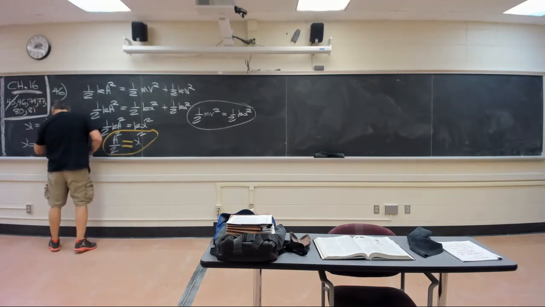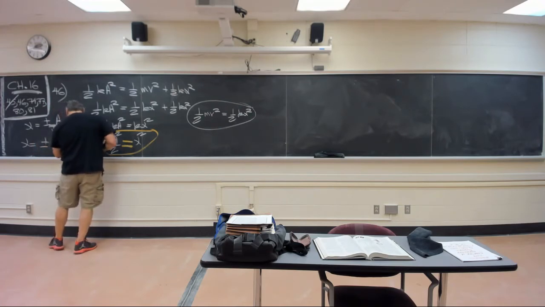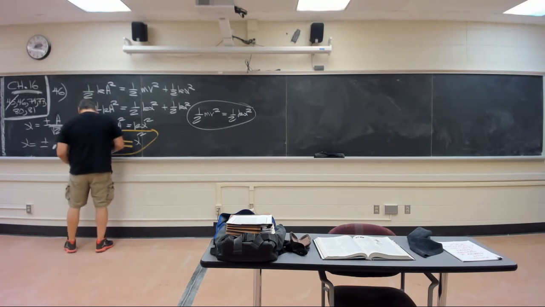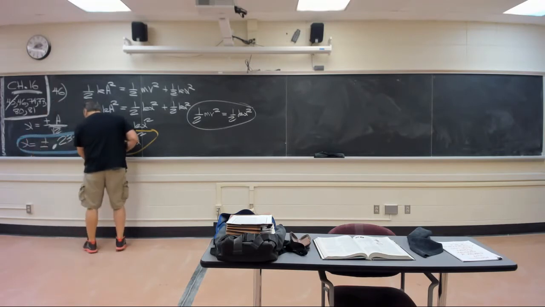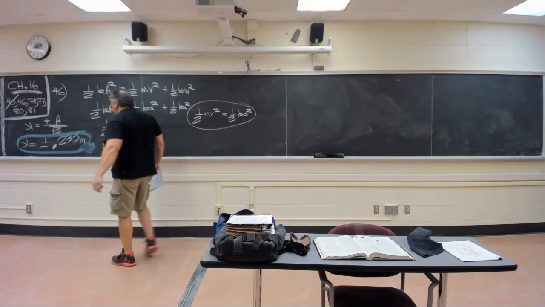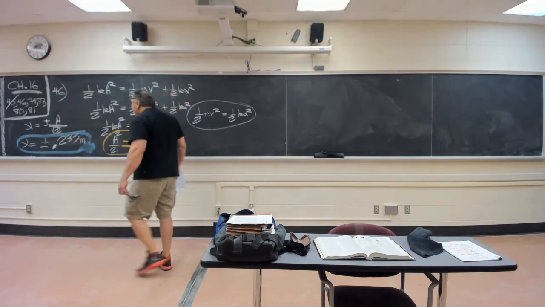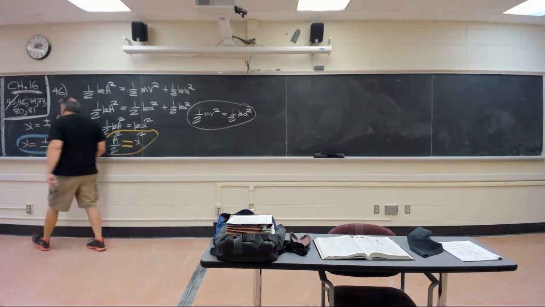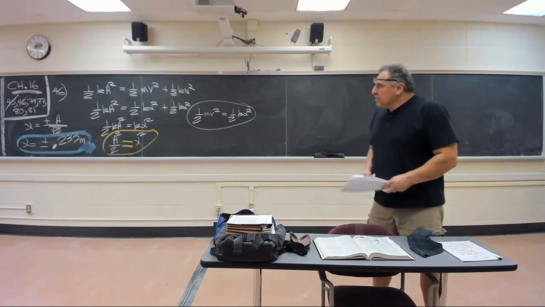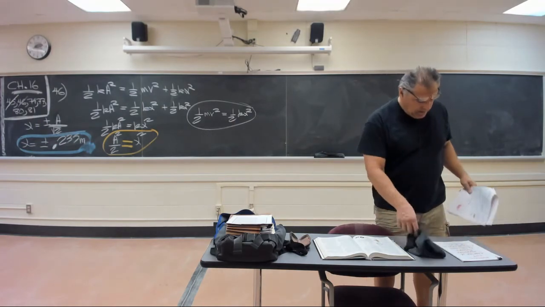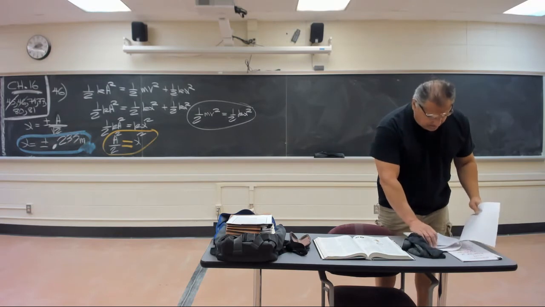X is equal to plus or minus. It's going to be on either side of the equilibrium position, ladies and gentlemen. This does matter. It's going to be plus or minus 0.235 meters. That will end the matter. And that's 46. Let's go to 74 and then 77.